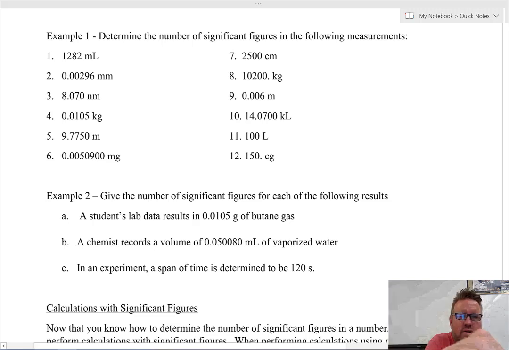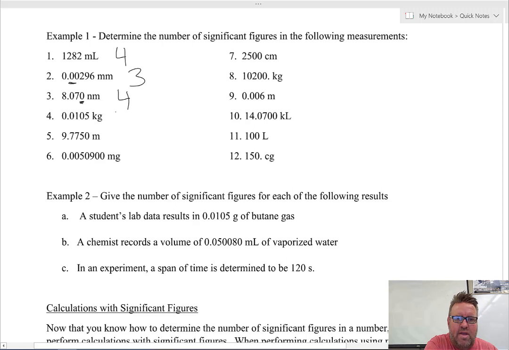So for number 1, 1,282 has 4 significant figures. Okay, 0.00296 only has 3 significant figures. Those are leading zeros. Okay, the numbers starting with zeros, those are not significant. Okay, number 3 has 4 significant figures. Again, remember, if it's a whole number that ends with zeros, then the zeros don't count unless a decimal point is there. Okay, in this case, that's a final zero after the decimal point, so it counts.